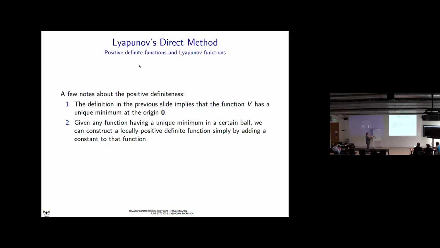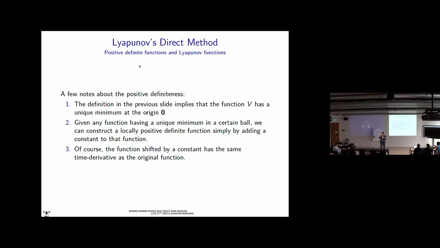And given any function having a unique minimum in a certain ball, we can construct a locally positive definite function simply by adding a constant to that function. What I mean is, if your function is, I don't know, V(x) = x squared minus 2, you can add 2 and then it's going to be positive definite. So if it is lower than 0, and it has a unique minimum, you can add a simple constant and make it greater than 0. And then the function is going to be shifted, of course, in this case. But the time derivative is not going to change.